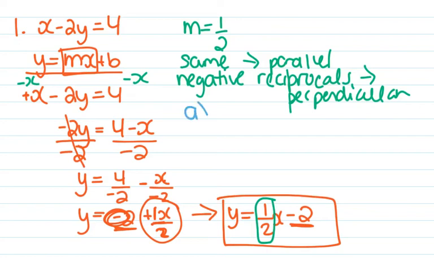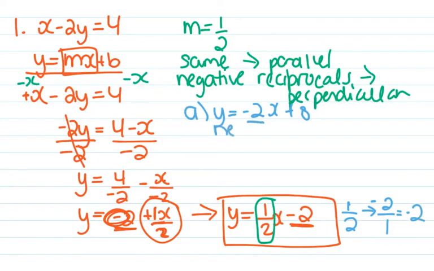So A is y equals negative 2x plus 8. So 1/2 compared to negative 2. Let's just see what the negative reciprocal of 1/2 is. So let's flip it. That would leave me with 2/1, and make it negative. Oh, look, that's negative 2. So this one is the negative reciprocal. So therefore, it's perpendicular.